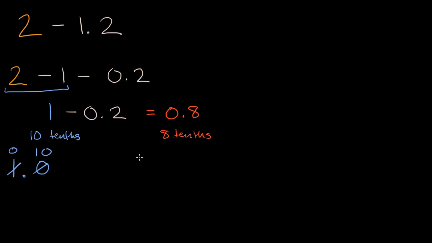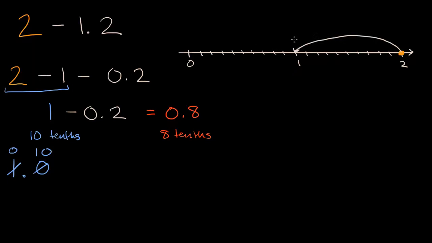Now, we can also visualize this on a number line. So, for example, let me draw a number line here. And so 0, 1, 2, 3, 4, 5, 6, 7, 8, 9. That's 1. 1, 2, 3, 4, 5, 6, 7, 8, 9. That is 2. So we're starting at 2, and we're subtracting 1 and 2/10. So one way to think about it is we first subtracted 1. And then we subtracted 2/10, and that got us to the point 8/10 on the number line.